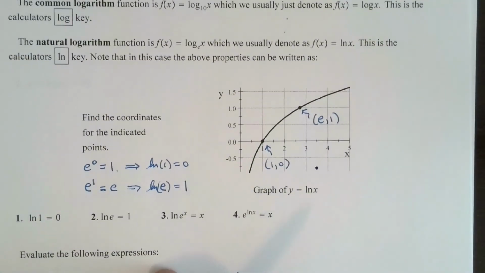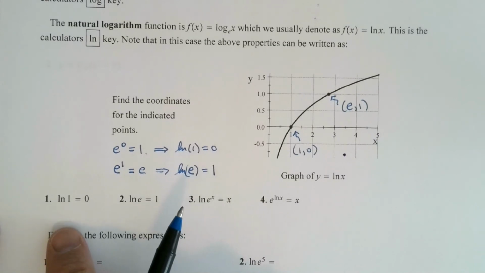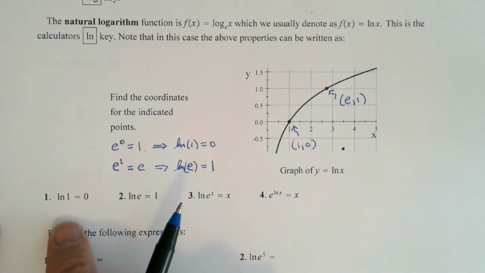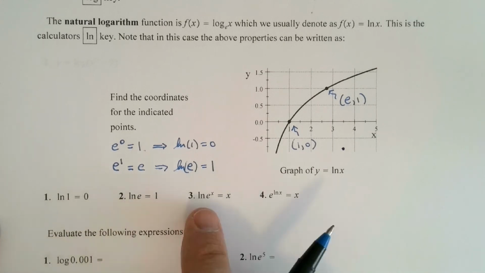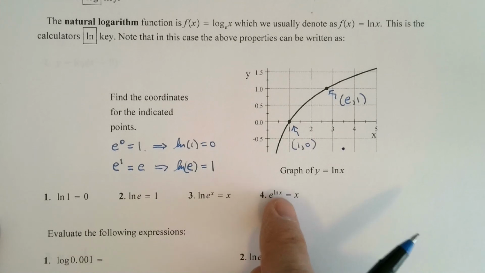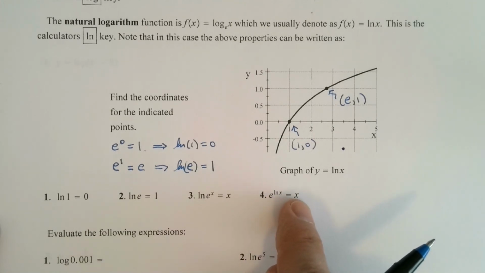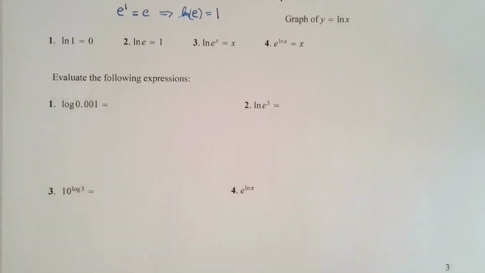The properties for the natural logarithm that we looked at above for arbitrary bases are true. So natural log of 1 is 0, natural log of e is 1, natural log of e to the x is x, and e to the natural log of x is equal to x. Let's evaluate the following expressions with this idea then.